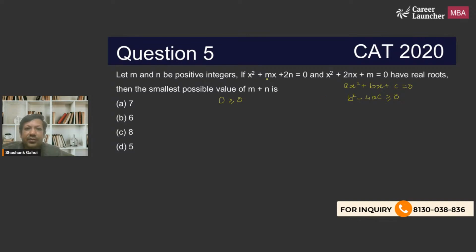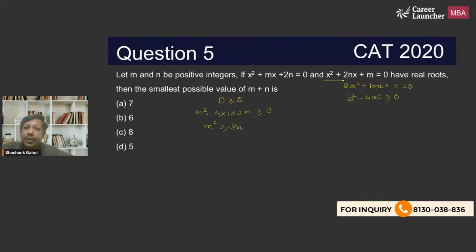So here, what is the value of b? That is m. So m square minus 4 times, the coefficient of x square is 1 and the constant term is 2n, and that should be greater than or equal to 0. So it means m square should be greater than or equal to 8n. This is the first statement.